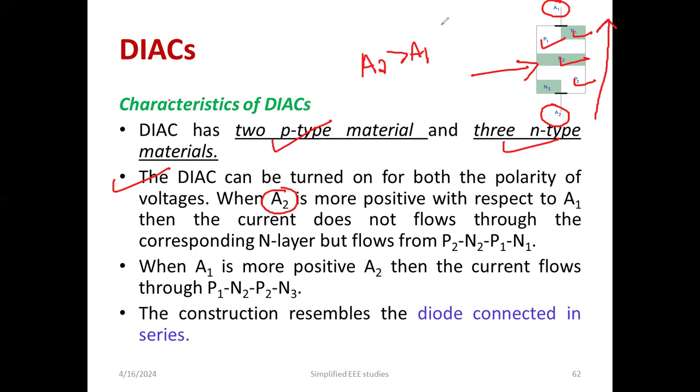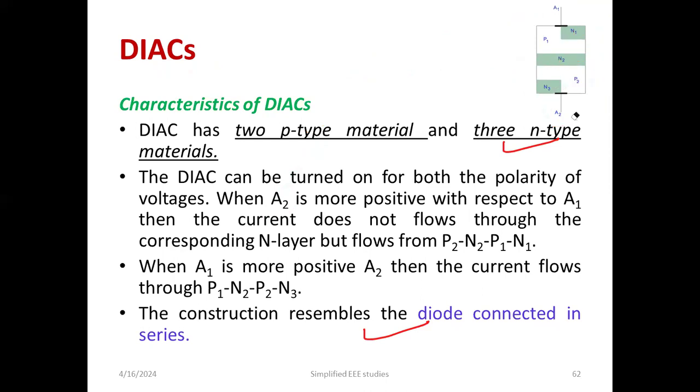Suppose in the opposite case, if A1 is greater than A2, how about the current flow? Current flow will be in this direction: P1, N2, P2, N3. So very simple. So we can say that the DIAC will perform bidirectional conduction. So this is the way the connection looks like, the connection of two diodes. The two diodes are connected in the opposite direction. That is how the DIAC is formulated. So I hope you got an idea.